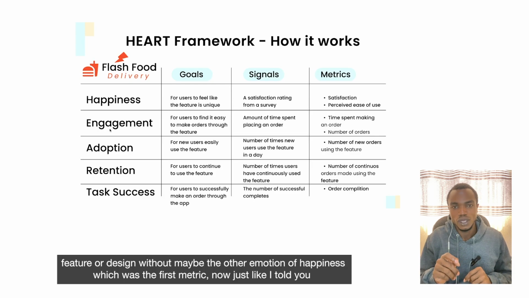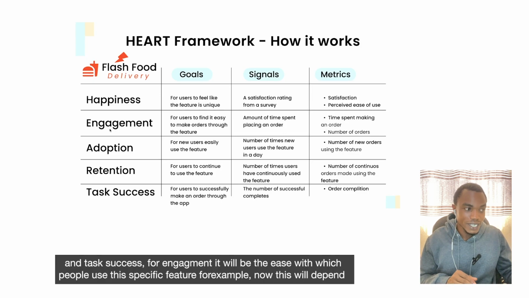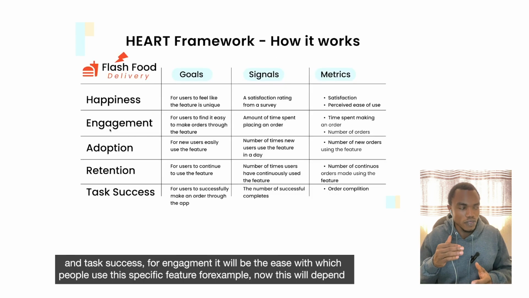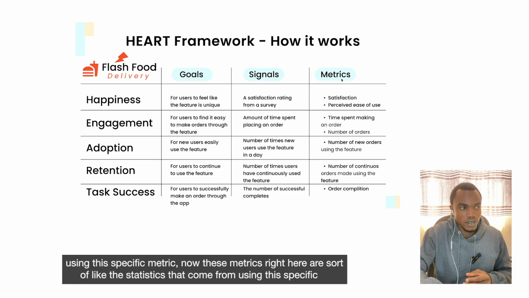Now, just like I told you, these metrics will work for you depending on what you're measuring. You can measure happiness, engagement, adoption, retention, and task success. For engagement, it will be the ease with which people use this specific feature, for example. Now, this will depend on the metric you've used. If you've selected engagement, then you have to track it. Now, you can track using this specific metric.